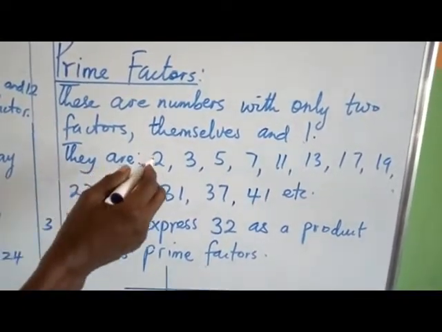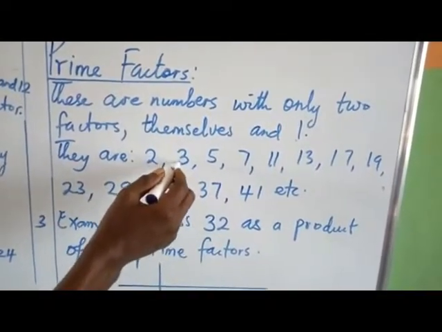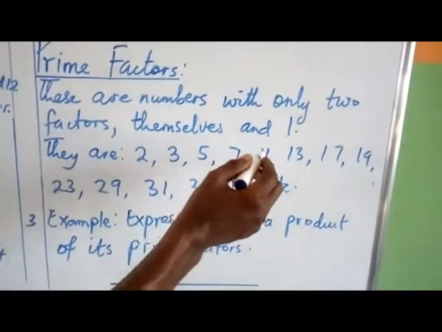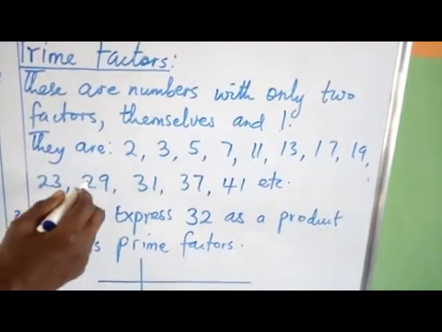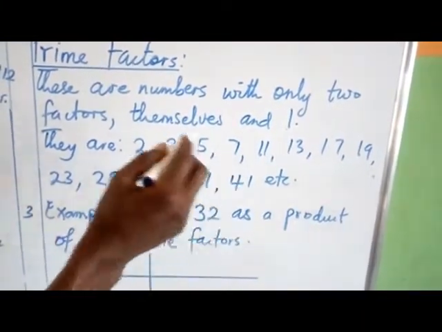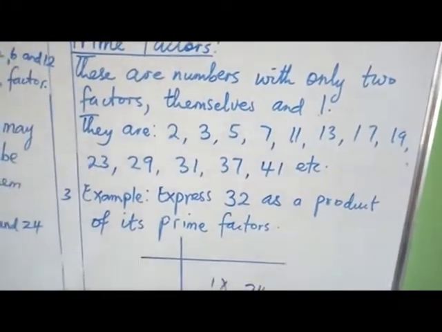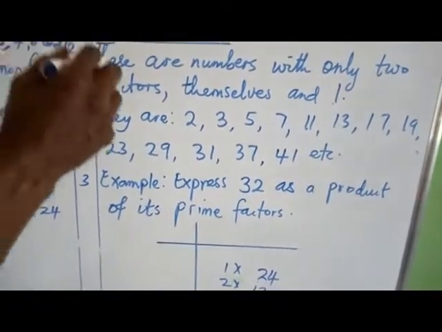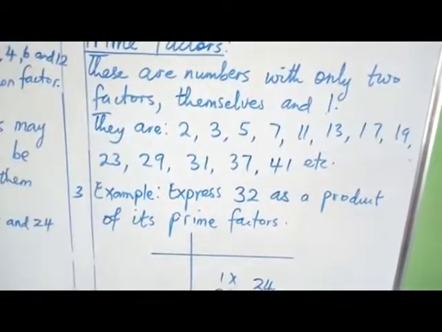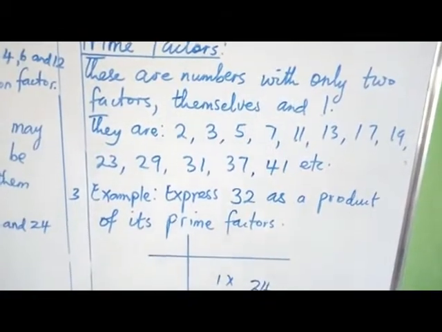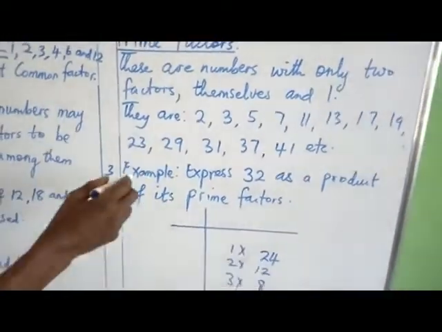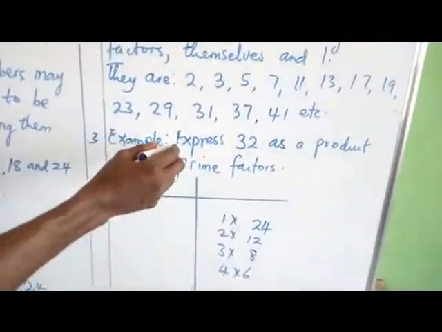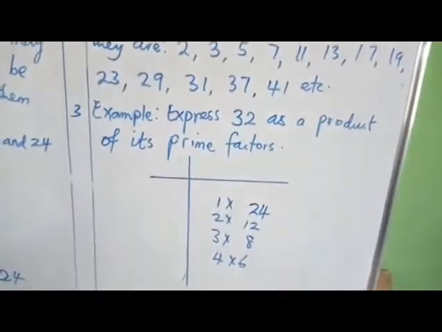So prime numbers are listed below. We have 2, 3, 5, 7, 11, 13, 17, 19, 23, 29, 31, 37, 41. There are so many of them, the other ones. So you can see that it is only themselves and 1 that can divide these numbers. Let's quickly look at this one. Example is given here: express 32 as a product of prime factors.